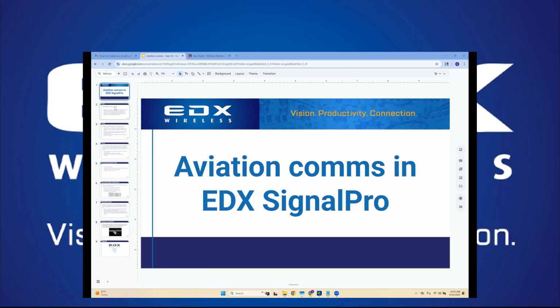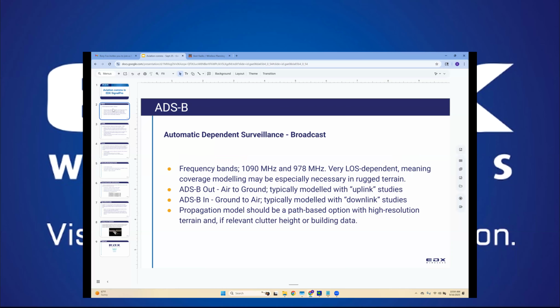And really, what I want to show you is how the features and the architecture in Signal Pro will easily support really any different ground to air, or rather air to ground, type of communications project, regardless of the technology or what have you. So looking first, let's talk about a few different really common bands that are in use. And the first one is the automatic dependent surveillance broadcast mode, or ADSB.